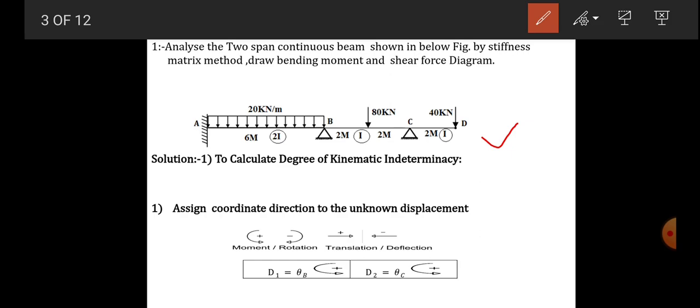And CD is a cantilever portion, and at D there is a point load of 40 kN and the length of CD is 2 meter. Moment of inertia is I. At A there is a fixed support and B and C have hinge supports.